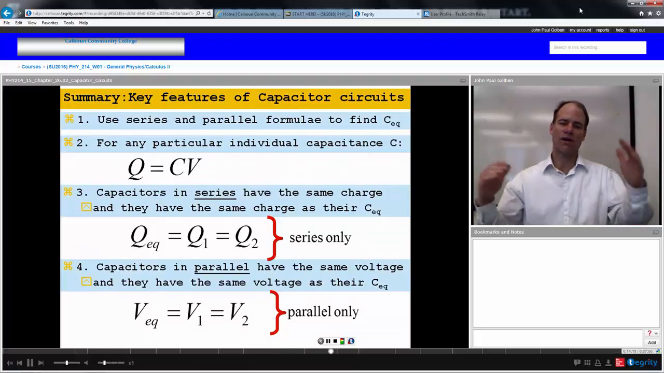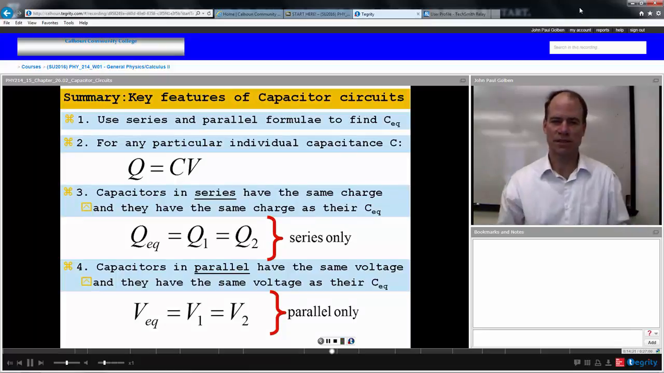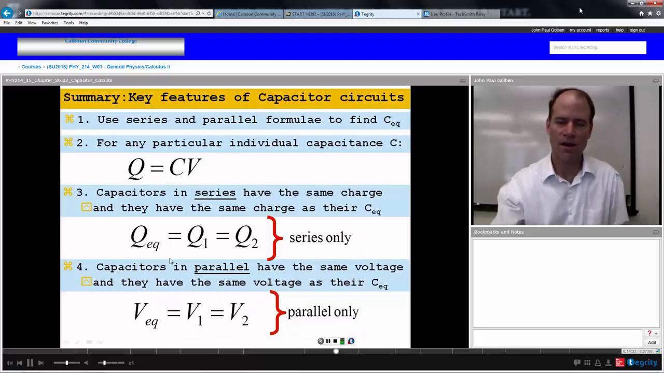These are all very simple objectives, but they're actually what we're going to be using to analyze circuits. And if we know when to use them, then it will allow us to proceed in a very logical way in our circuit analysis.